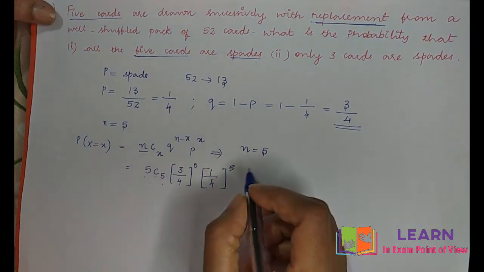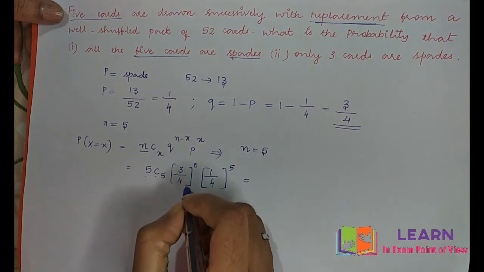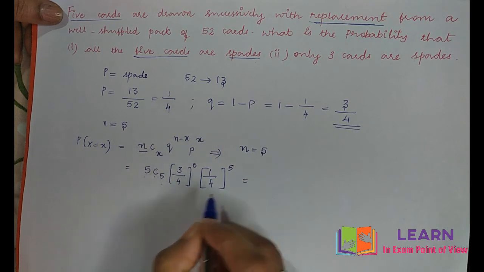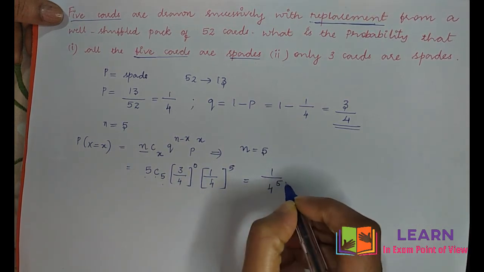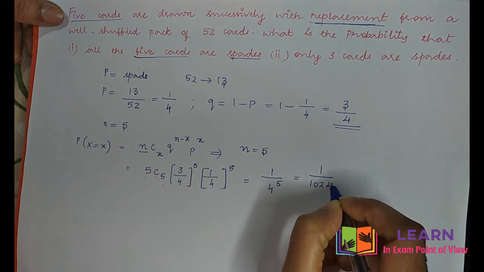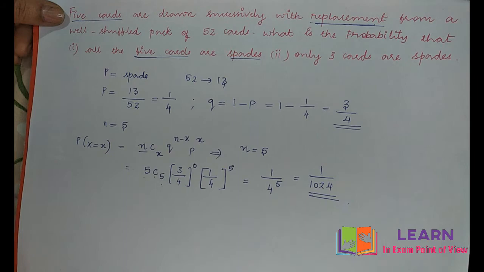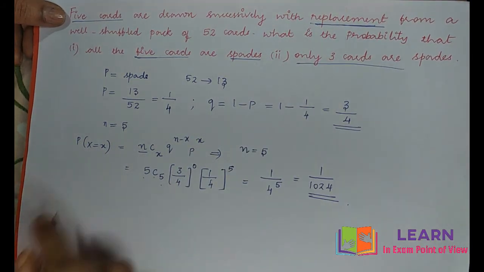Okay, on simplifying this, 5c5 is 1. 3 raised to anything raised to 0 is again 1. What remains? This one, that is 1 by 4 raised to 5 only remains. That is actually 1 by 1024. Okay, fine. Next question. Here in the second option, only 3 cards are spade.